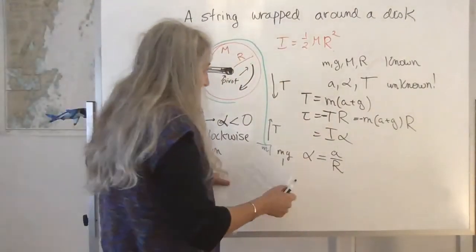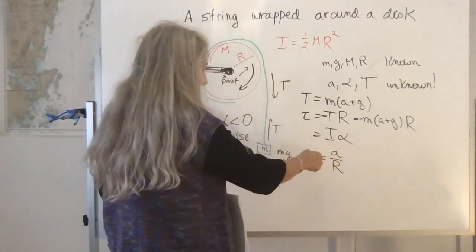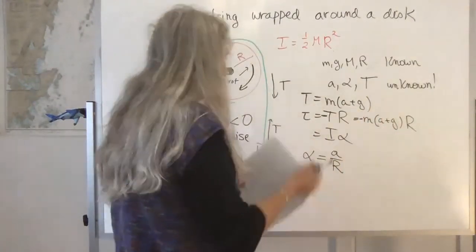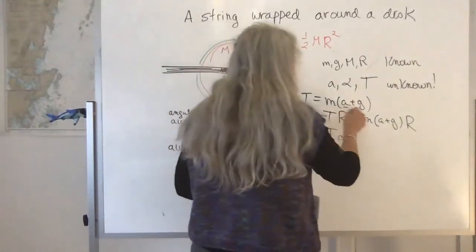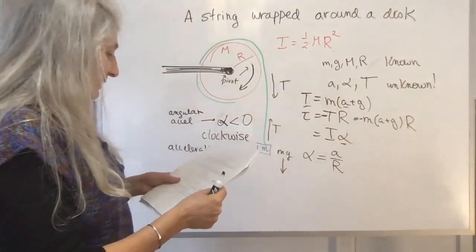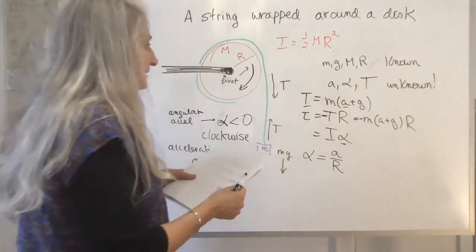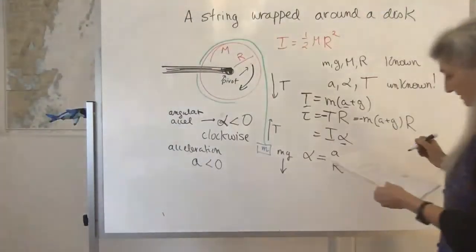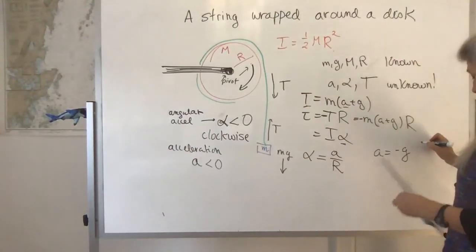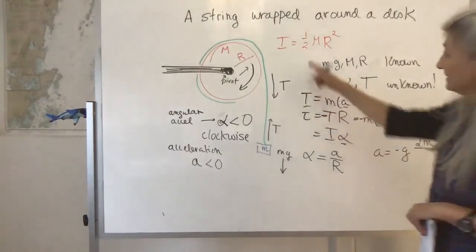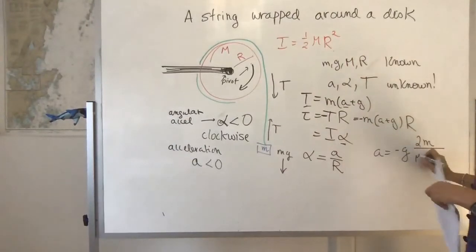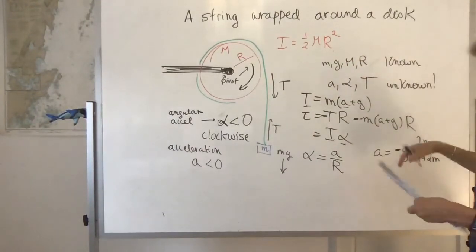So if I take this and replace alpha with this stuff, then I have enough conditions now to solve for A and alpha, and if I want to, I can also solve for T. So let's do that. A is equal to minus g times 2m over M plus 2m. Oh yeah, we need to put in I equals 1/2 M R squared to get rid of I. And there's a minus sign, so it goes down.